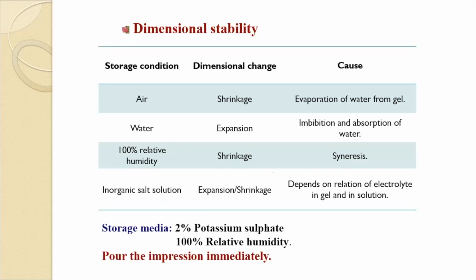Then after you make the impression, you have to store it also. It is basically stored in 2% potassium sulfate in 100% relative humidity. And you need to pour the impression immediately because in air it loses water by evaporation and there is shrinkage, and if you keep it in water, it expands, that is imbibition. So imbibition and syneresis is also asked in your viva, so you can understand what happens here.